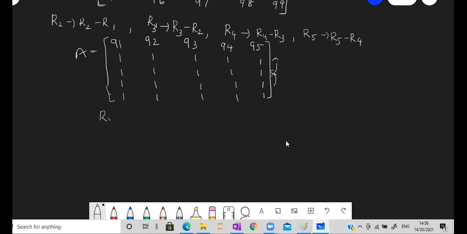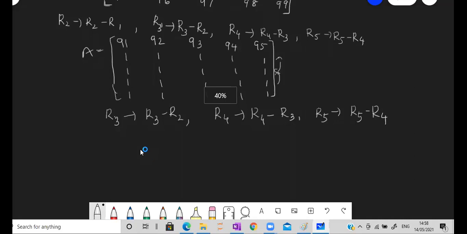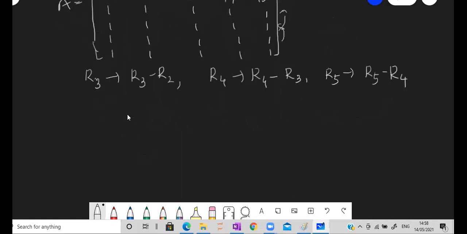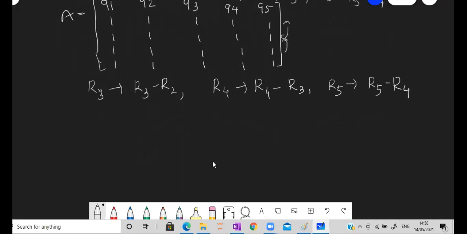So, I can reduce R3 to 0 with the help of R2. Similarly, R4 I can reduce to 0 either with the help of R2 or R3. No problem, but you should reduce the below row from the above row. R5 will be what then? R5 minus R4. Correct? Don't apply one more operation. Don't apply R2 as R2 minus R3. You will not get marks.